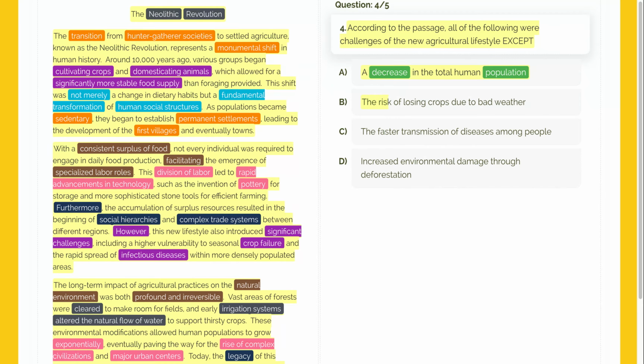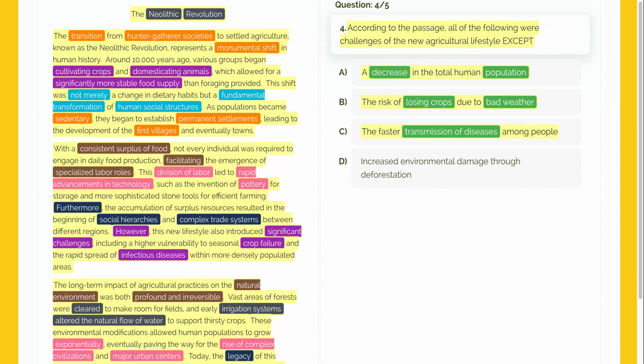Let's move on to option B, the risk of losing crops due to bad weather. This option mentions losing crops due to bad weather. Paragraph 2 mentions a higher vulnerability to seasonal crop failure. Seasonal failure is usually caused by weather. Since this is in the text as a challenge, it is not our answer for the except question. This option is incorrect. Next, we'll examine option C, the faster transmission of diseases among people. This choice talks about the transmission of diseases. Paragraph 2 explicitly mentions the rapid spread of infectious diseases in densely populated areas. Because this is mentioned as a challenge, we must eliminate it. This option is incorrect.